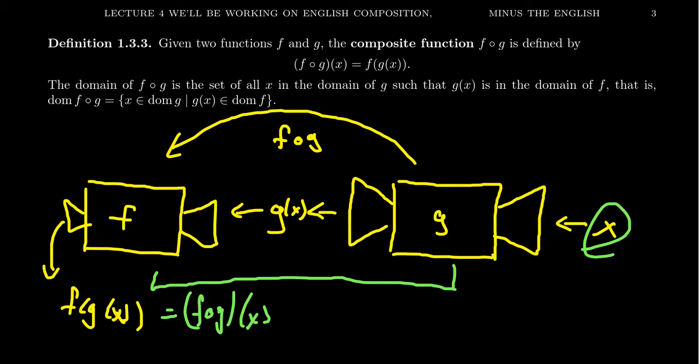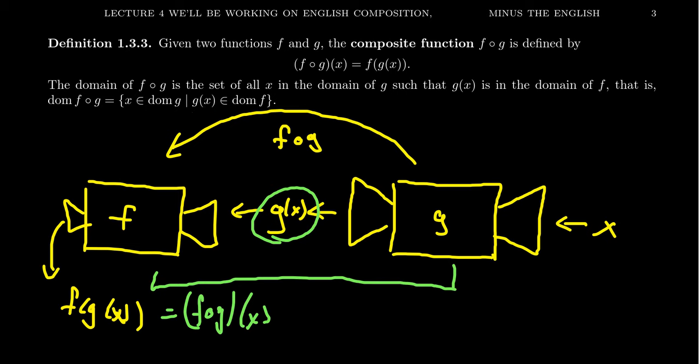That part's pretty clear. But then the second part we have to be cautious about: the stuff coming out of g has to fit inside of f. So we have the restriction here that the domain of f of g is going to be everything that fits inside of the domain of g. But then we also have to restrict ourselves to those things in the range of g which are inside the domain of f. The thing coming out of g has to fit inside of f.